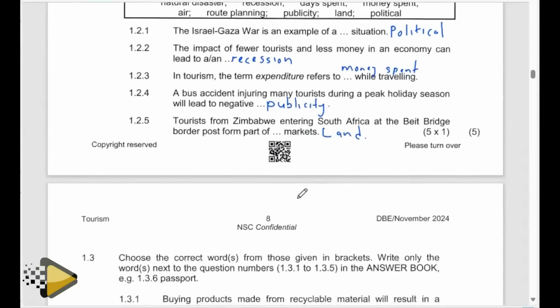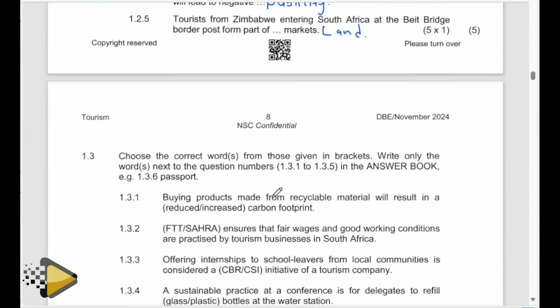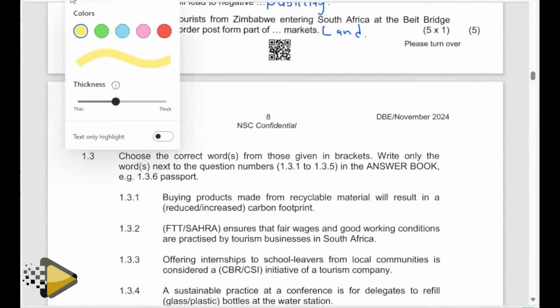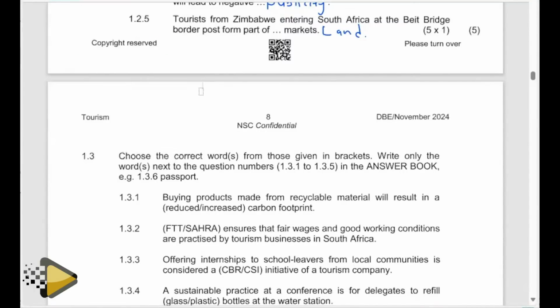Then moving on to the next one. Choose the correct word or words from those in brackets. Write only the words next to the question numbers 1.3.1 to 1.3.5 in the answer book, e.g. 1.3.6 passport. So in this case, we'll be highlighting the correct word there. Buying products made from recyclable material will result in a reduced carbon footprint. So reduced will be our correct answer there.